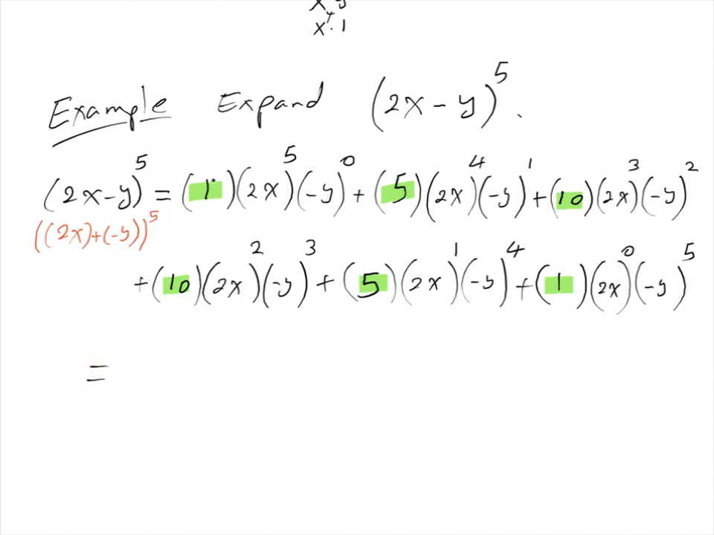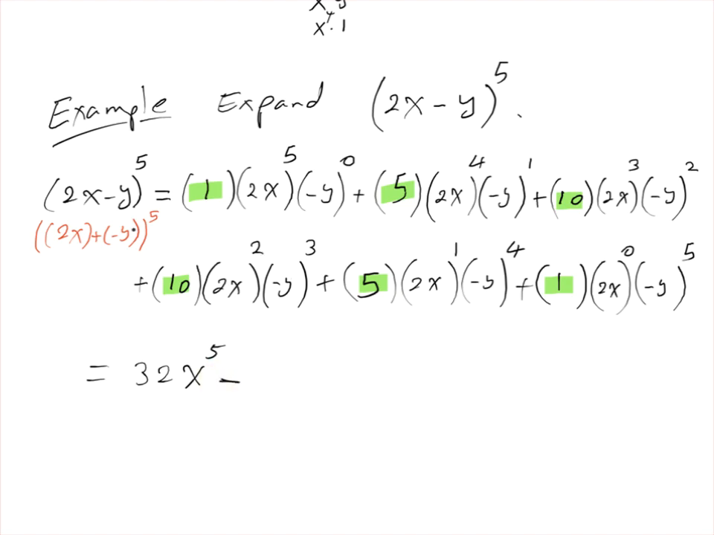So you don't need to write the 1 here. This is 2x to the power 5. You have to raise 2 to the power 5, which is 32. So that would be 32x to the 5th power. Negative y to the 0 is 1. And the next one, let me figure out the sign. Negative y to the 1st power is negative y. So I put the negative in front, so that the next term should be minus.